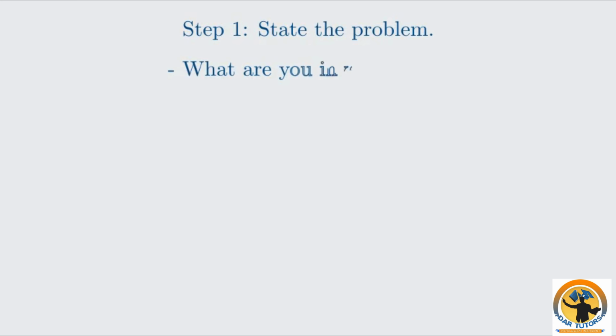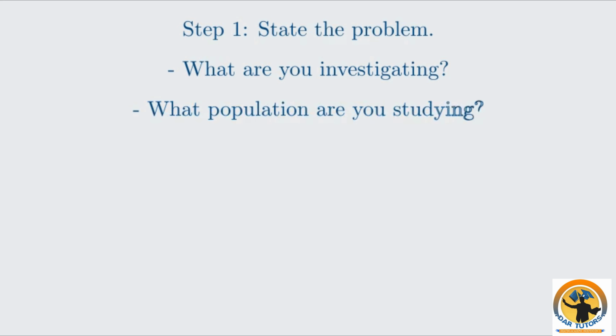Now that we understand what a population and sample are, let's explore the process of a statistical investigation. This process typically follows 6 steps. The first step is to state the problem. You must clearly define what you are investigating. This involves identifying the population of interest and the variables you intend to measure. Without a well-defined question, your investigation will lack focus.